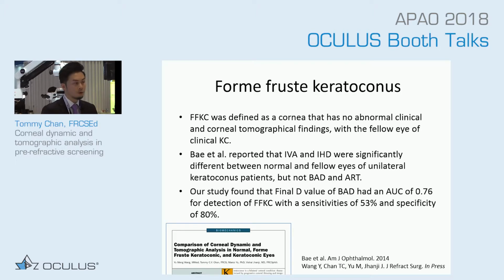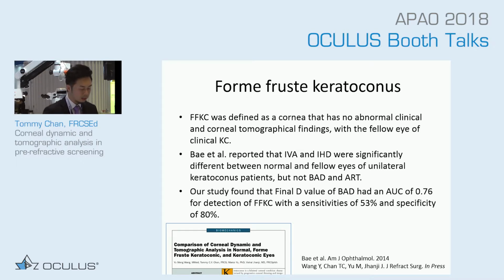But how about the forme fruste cases? Actually I believe that we don't need topography to diagnose keratoconus, because keratoconus can be a clinical diagnosis. You can look at the slit lamp and look at all the features. But what we want to know is those forme fruste cases, that means those who have the potential of developing keratoconus. Studies have used this term to define a cornea that has no abnormal clinical or corneal tomographic finding, but whose fellow eye has clinical keratoconus. That means a unilateral keratoconus.